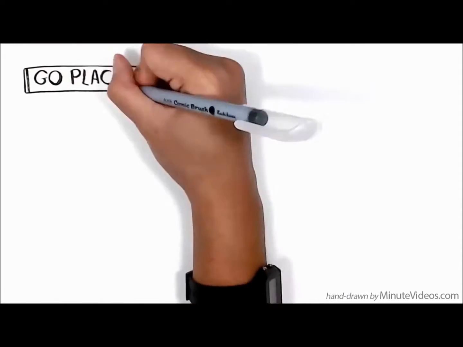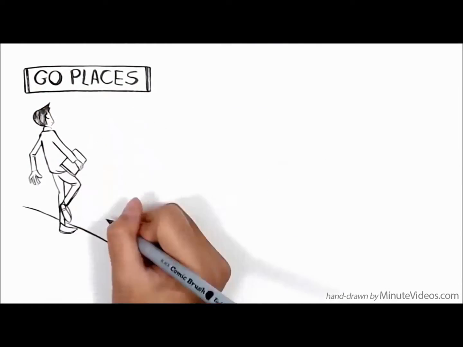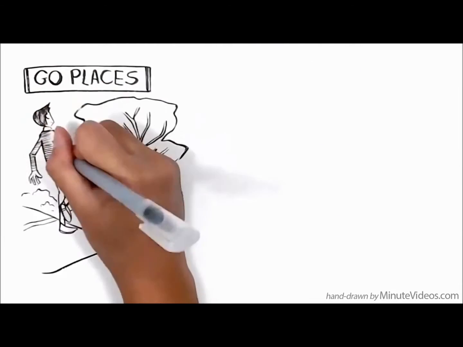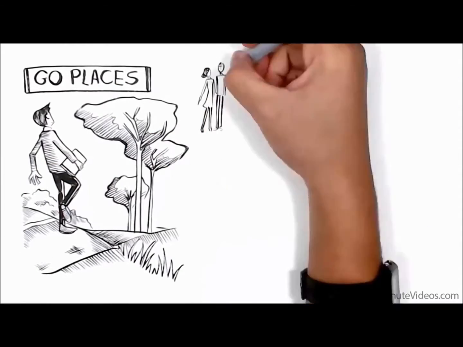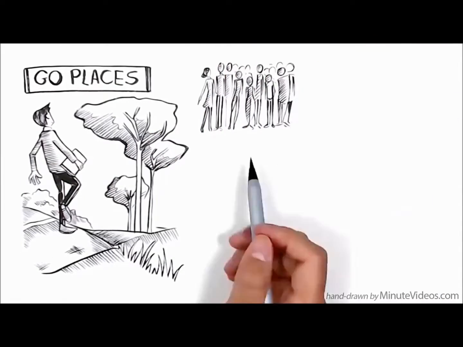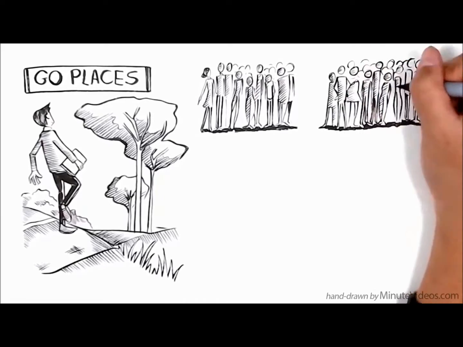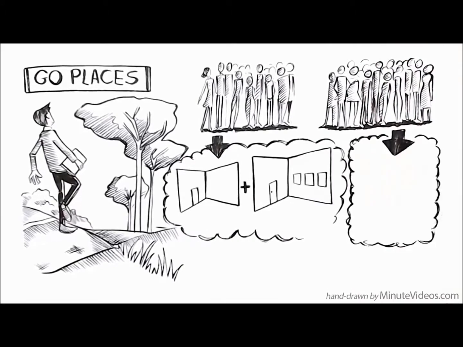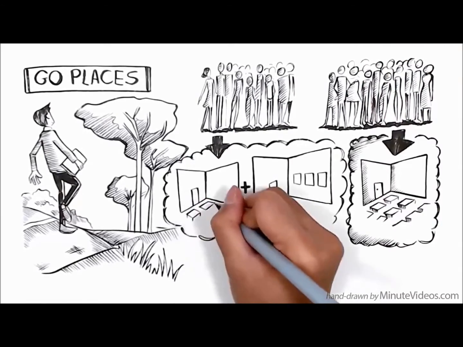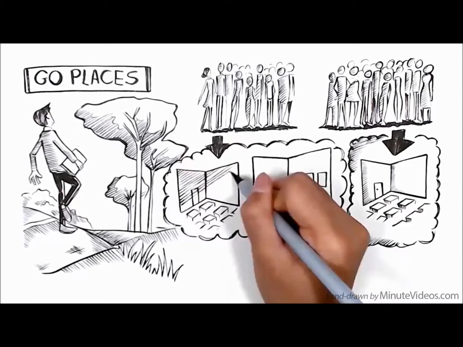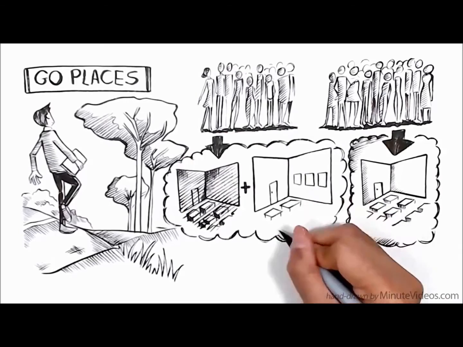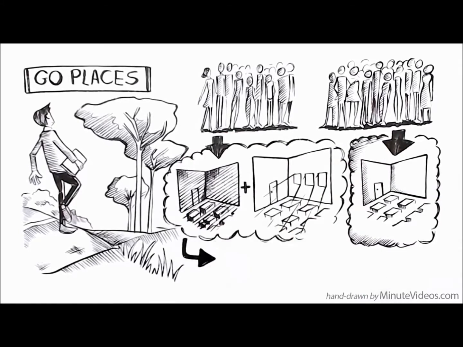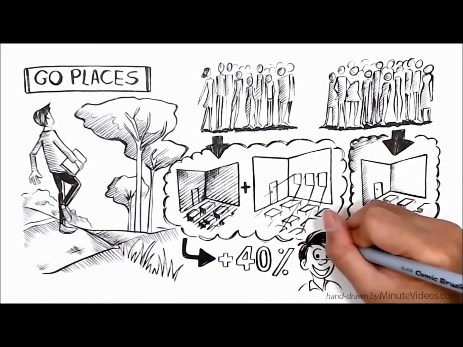Go places. You can create deeper memories of a subject by learning in a richer environment that offers more visual clues. In an experiment, 2 groups of students had to remember random words. One group changed the classroom while studying, the other didn't. The group that studied in two different rooms, one was small and windowless, the other big and bright, was 40% more likely to recall the words later.